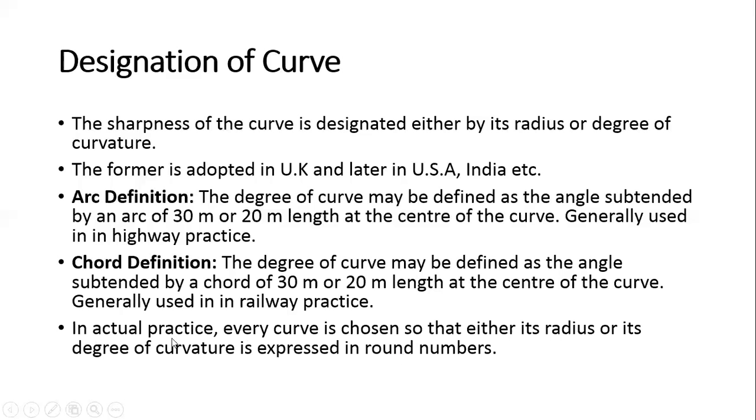In actual practice, every curve is chosen so that either its radius or its degree is expressed in round numbers. There is a common practice that the radius is always in round numbers, like 100 meter, 200 meter, 300 meter, not fractions of this. Similarly, we have degree of curve like 3 degree, 5 degree, 8 degree curves, whole numbers.